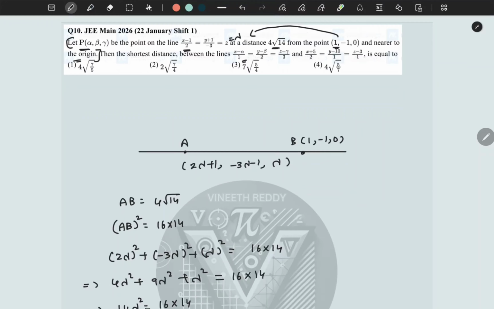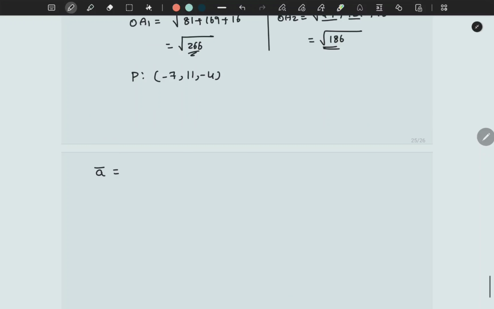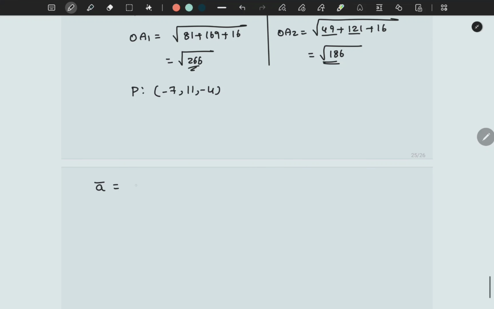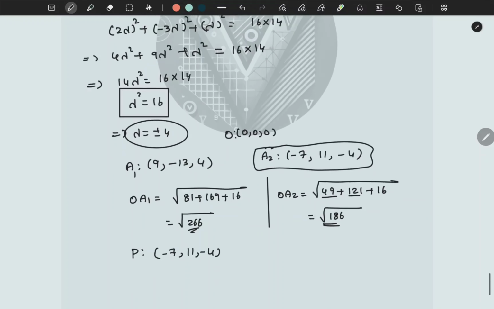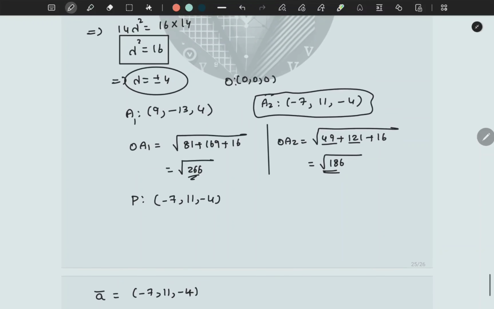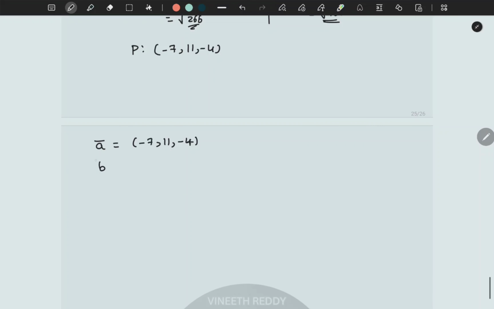So first, L1 is passing through alpha, beta, gamma, and has direction ratios 1, 2, 3. Now let me take position vector A bar equal to alpha, beta, gamma. And what is alpha, beta, gamma? That is minus 7, 11, minus 4. Dear students, this is just a notation. Actually, it should be written as minus 7 i cap plus 11 j cap plus minus 4 k cap. So for our understanding, I am writing it in this way. And the direction of this line is 1, 2, 3.